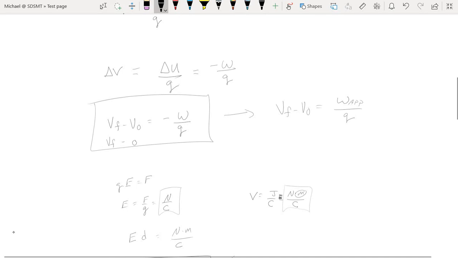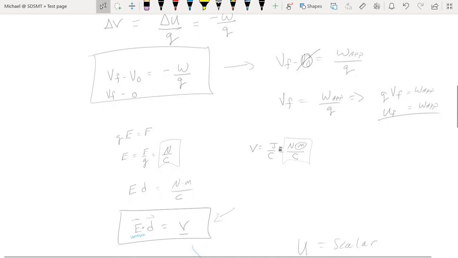And since the initial potential is 0, then the final potential just has to be the applied work that was done. But we could also say that if we moved the charge back over, this would have to be the final potential energy, which takes us back to the basic definition of potential energy.